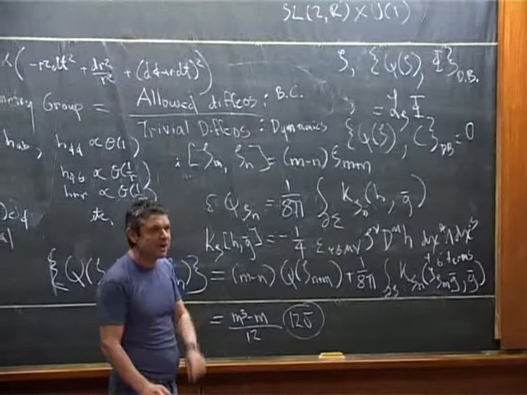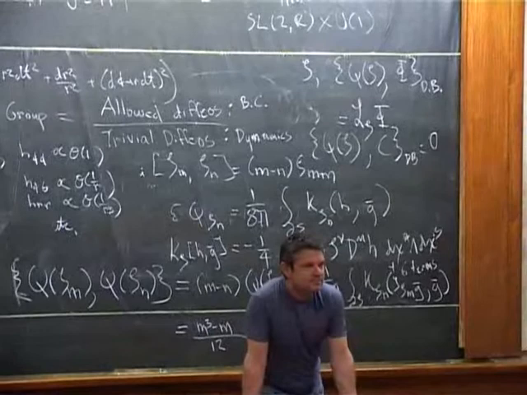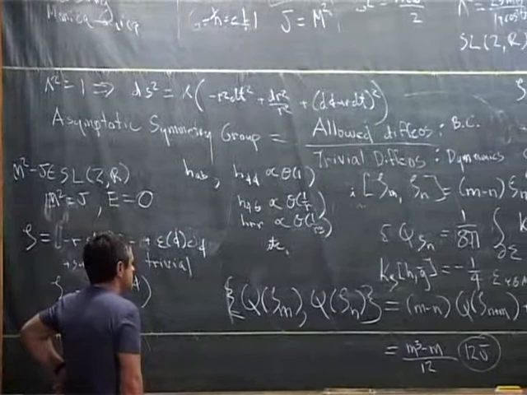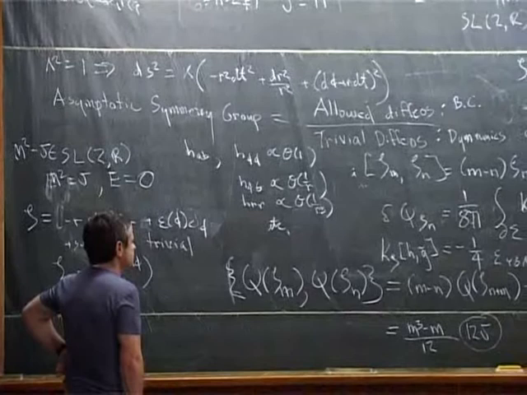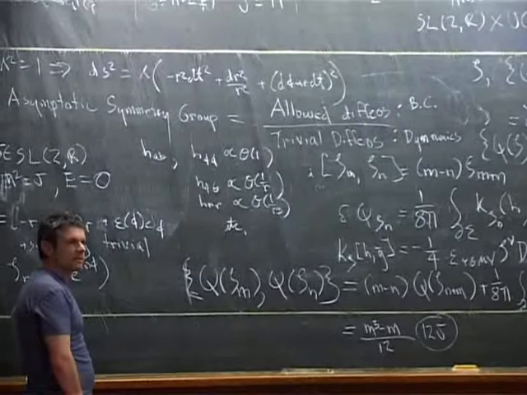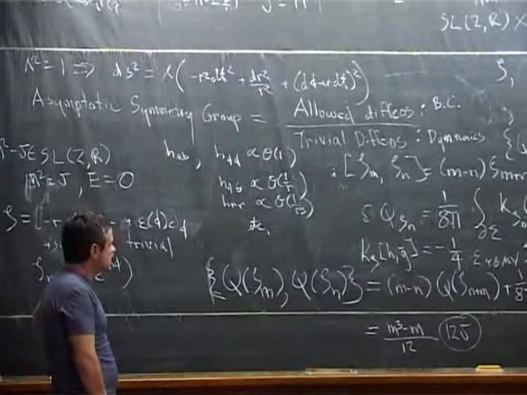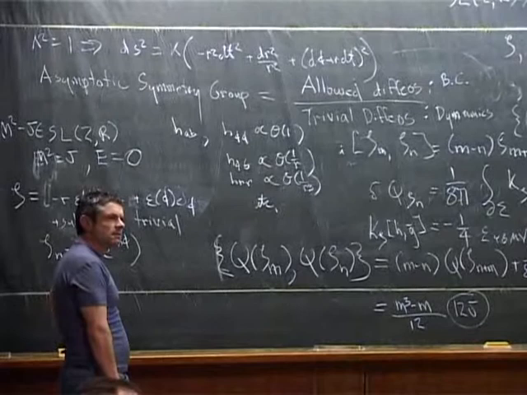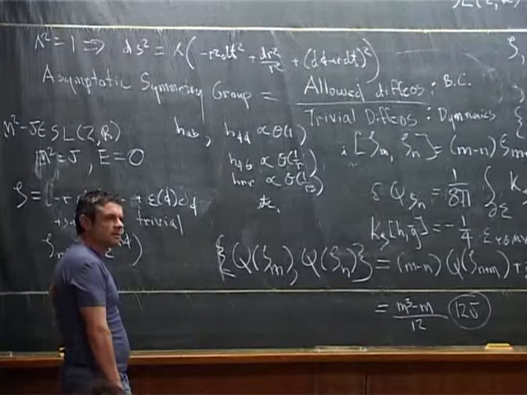Okay. So here you're picking up both the states. No, these diffeomorphisms change J. This is not a c-number, right? It's the charge that appears in the background. We're expanding around some background, yes.